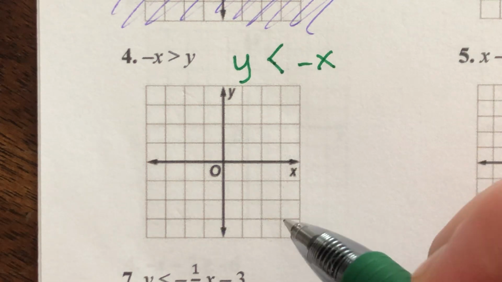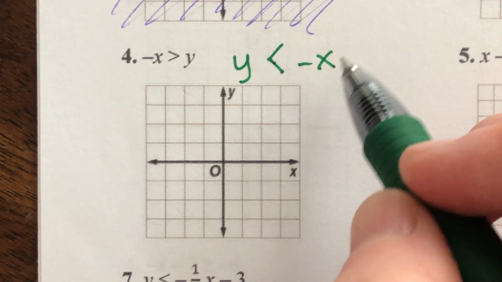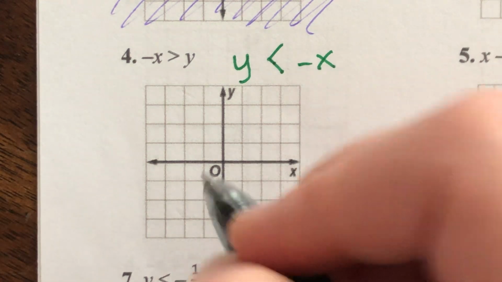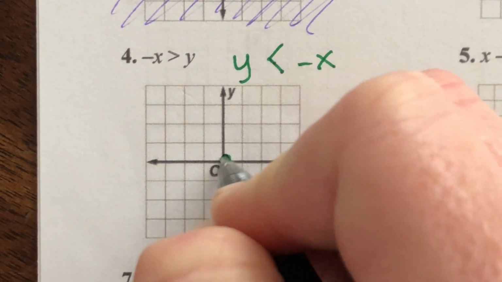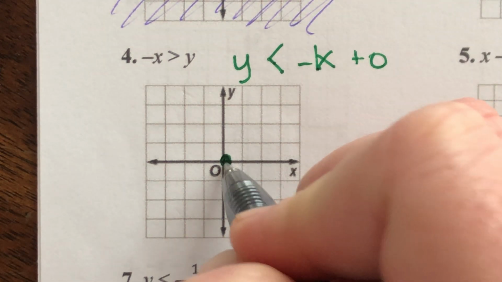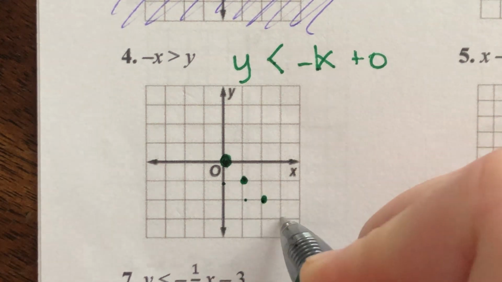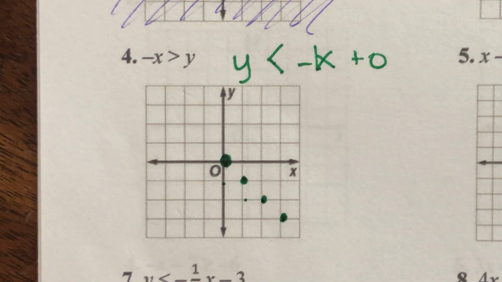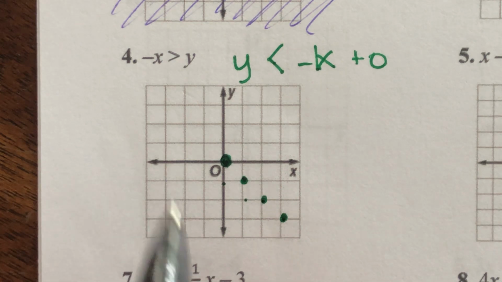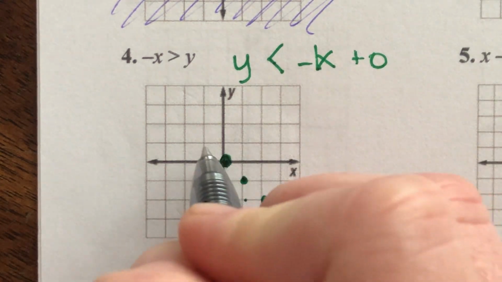So let's graph -x. -x means -1x, right? So there is no y-intercept, that means it's 0. So I intercept my y-axis at 0. And then the number in front of x is -1, so that means from 0 I go down 1 over 1. Down 1 over 1, right? Here's where my line's going to be. Is it going to be a solid line or a dotted line? There's no equal sign here, so it's going to be a dotted line.